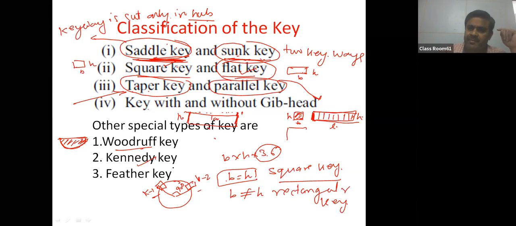Again, in high power transmission, when one key is not suitable, we can go for a combination of keys. One is the feather key, in which axial shifting of the shaft is possible. Sometimes there is a requirement that the shaft should be shifted by some tolerance, some millimeters. In that case, the feather key is suitable. So many types of keys are there.